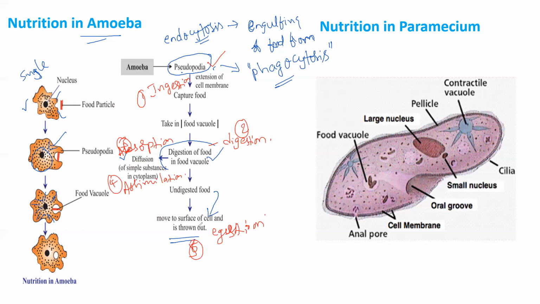In the same manner, paramecium, also a unicellular organism, is involved in holozoic nutrition. Let's see how it works. Instead of pseudopodia, paramecium has cilia. Cilia are helpful to intake or capture the food. The oral groove we can consider as the mouth of the paramecium. Through this mouth, the food enters into the body.